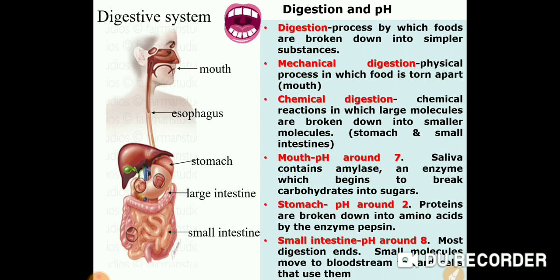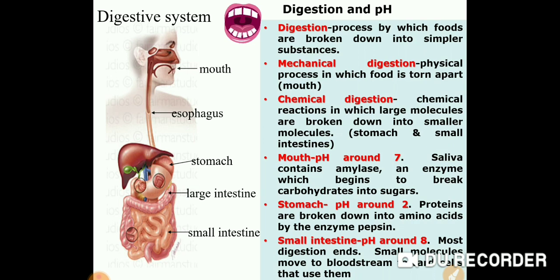Mechanical digestion is a physical process in which food is torn into small particles in the mouth. Chemical digestion is the reaction in which large molecules are broken down into smaller molecules in the stomach and small intestine. This we have studied in previous classes. The pH of the mouth is around 7, but saliva contains amylase, an enzyme which begins to break carbohydrates into sugar. Stomach pH is around 2. Proteins are broken down into amino acids by the enzyme pepsin.